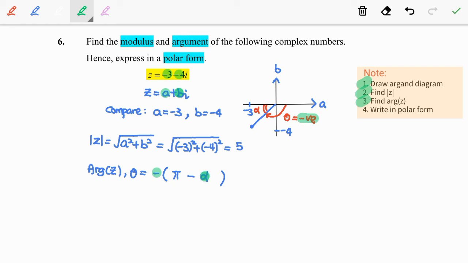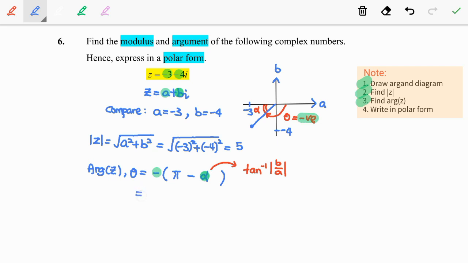And for the alpha, we are going to find it by using this formula, arctangent of modulus b over a. So we have negative, pi minus arctangent of modulus. We know that modulus means always positive. So we have 4 over 3. By simplifying this, we get our theta is equal to negative 2.214 radian.